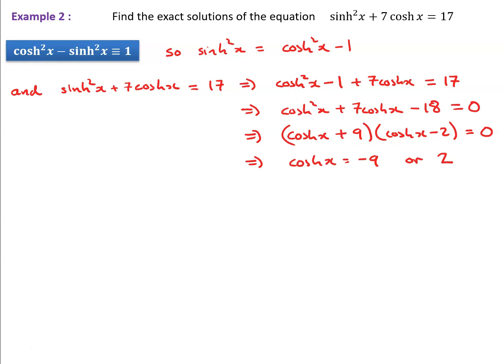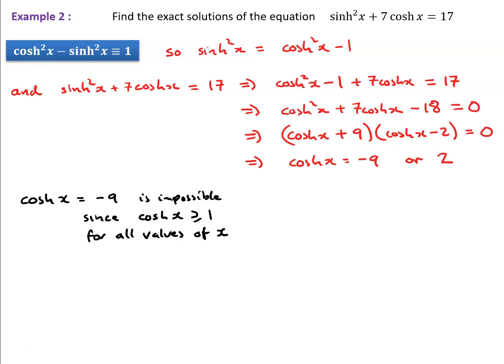However, if you go back and think about the graph of cosh x, or the definition of cosh x, we know that cosh x is always positive. So we can forget the cosh x equals minus 9 possibility. So we've simply got cosh x equals 2.